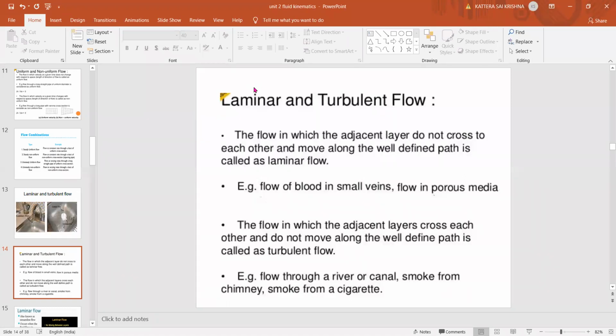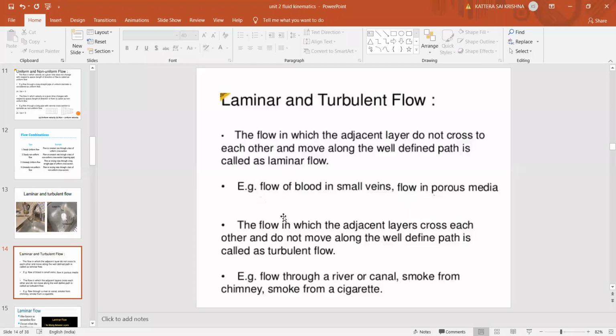Please write down, laminar flow is also called streamline flow, S-T-R-E-A-M-L-I-N-E, or viscous flow. Here the layers will not cross one over the other, so they will move in a well-defined path and parallel to each other. Examples for laminar flow: flow of blood in small veins, and flow in porous media.